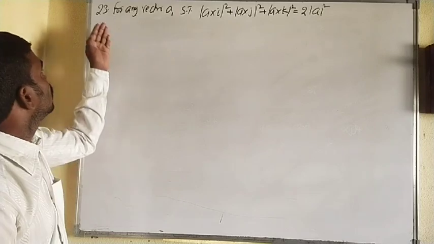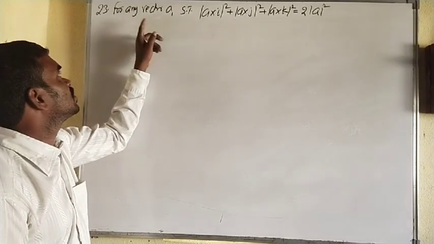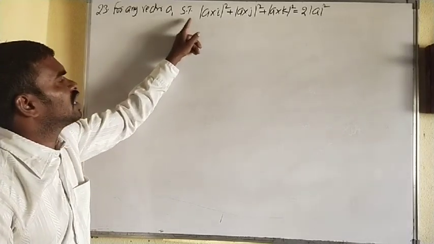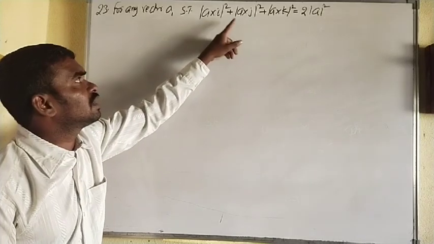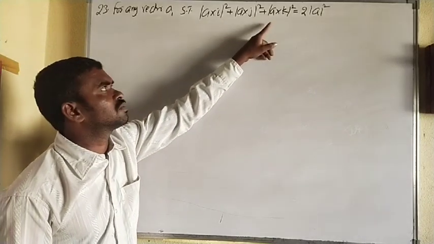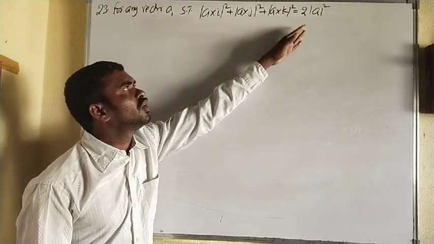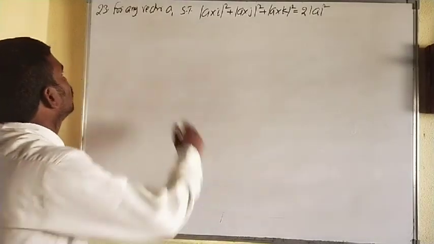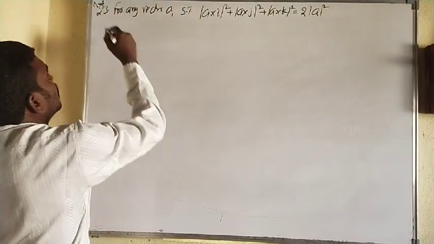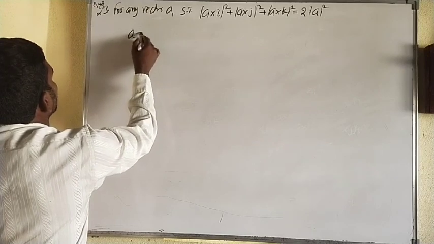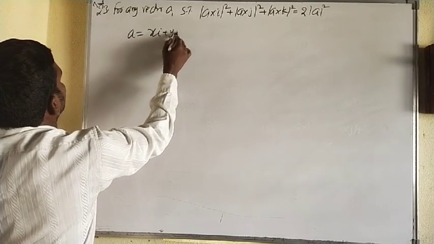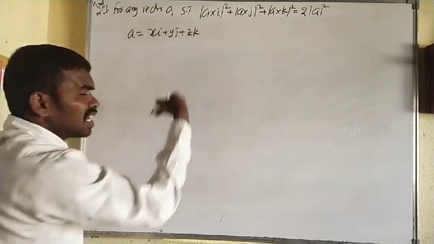Next, question 23, of course this is also the same type of question. For any vector A, show that modulus of A cross i whole square plus modulus of A cross j whole square plus modulus of A cross k whole square is equal to 2 into modulus A square. But this is an important problem. A is any vector, so let A equal xi plus yj plus zk, same as the previous question.